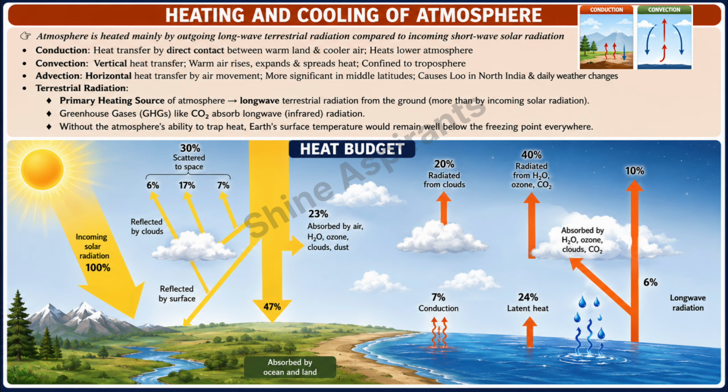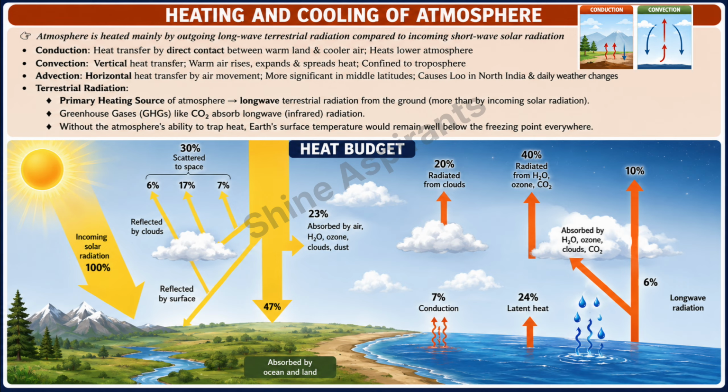Terrestrial radiation: primary heating source of atmosphere. Long-wave terrestrial radiation from the ground is more important than incoming solar radiation. Greenhouse gases like CO2 absorb long-wave infrared radiation. Without the atmosphere's ability to trap heat, Earth's surface temperature would remain well below the freezing point everywhere.